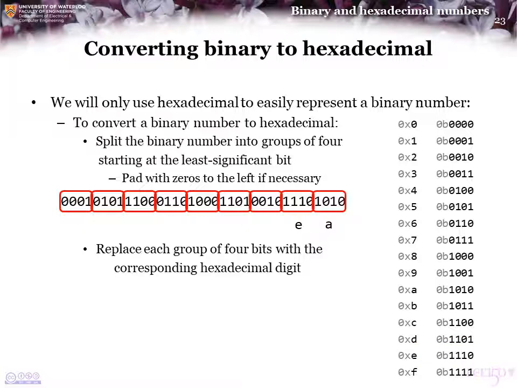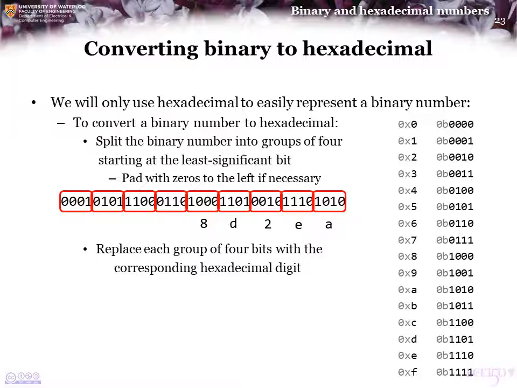Next, we see 0010, and that's 2. So we'll replace that with 2. Next, we see 1101. Looking on the right-hand side, we see that that is represented or equivalent to D. Similarly, 1000 is 8. So we will represent that set of 4 bits by the hexadecimal digit 8.